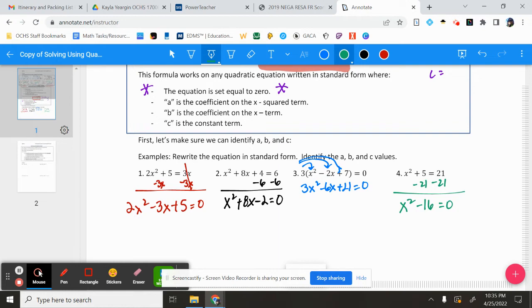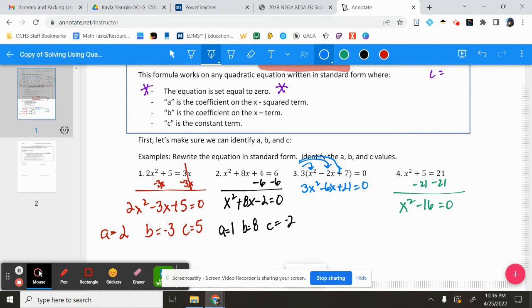So if I go back for number 1, what is my a value? It is 2. What's my b value? That is negative 3. And what's my c value? That's 5. These are very important steps. It might not seem like it, but this is what we have to be able to know in order to run the quadratic formula. For number 2, what's my a value? That'd be 1. My b value is 8. And my c value is negative 2.